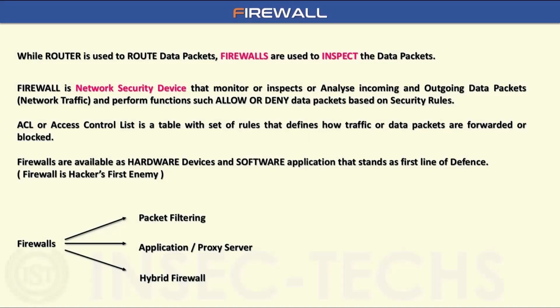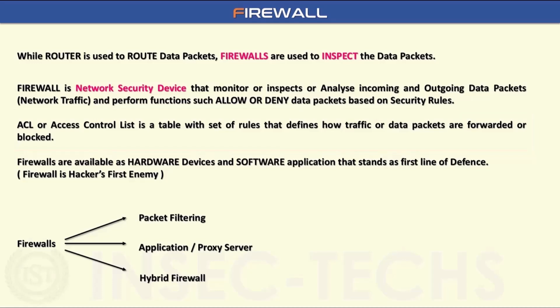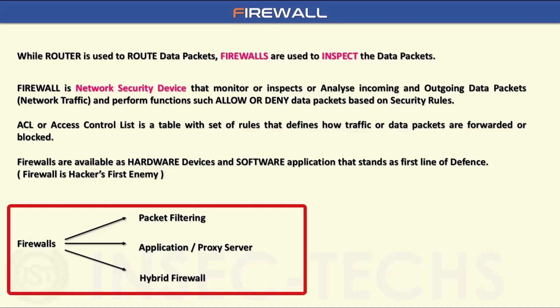ACL is an access control list. It is a table that contains security rules that determine how traffic or data packets are forwarded or blocked. If there is malicious or suspicious traffic, the firewall will block it from being forwarded. There are basically three types of firewalls: packet filtering, application or proxy server, and hybrid firewalls.